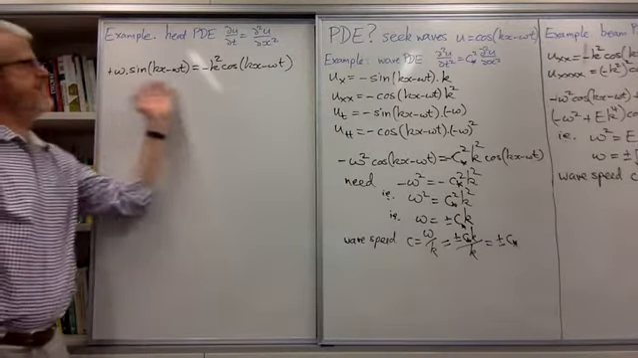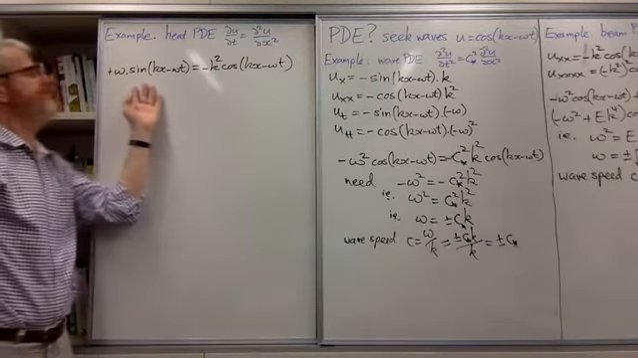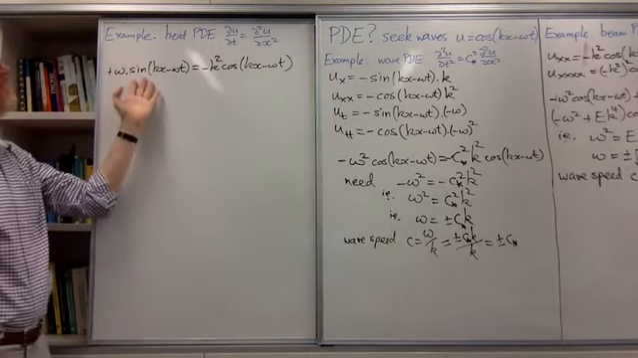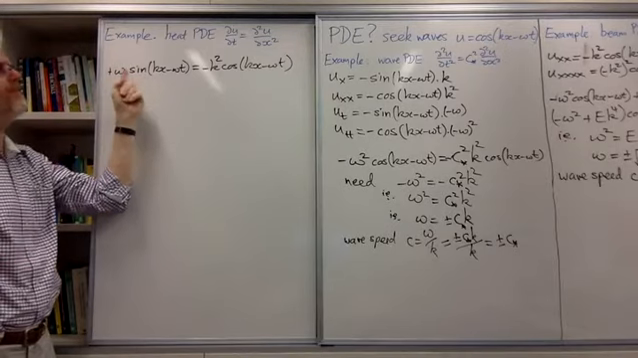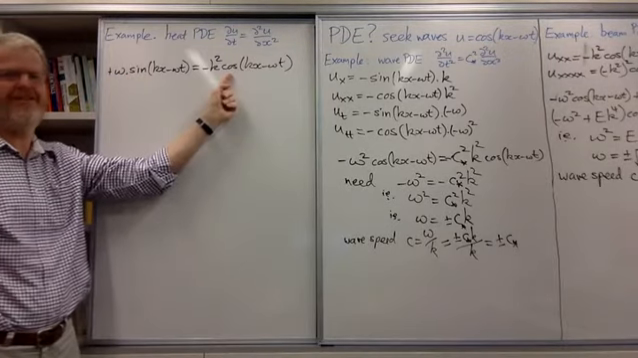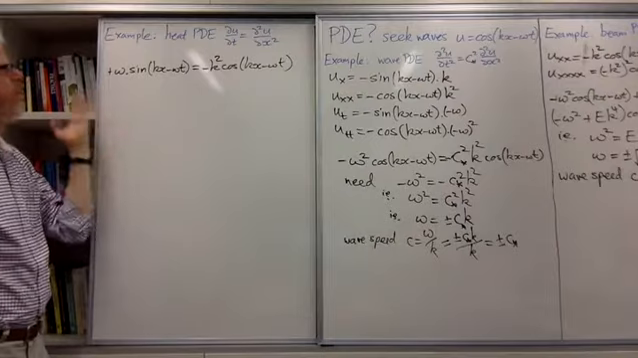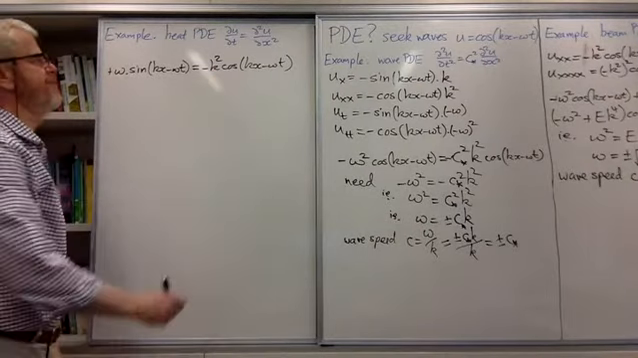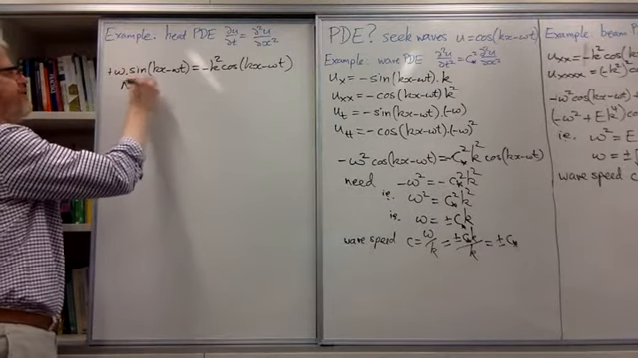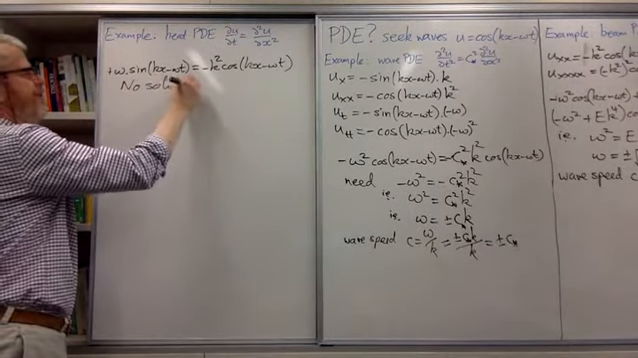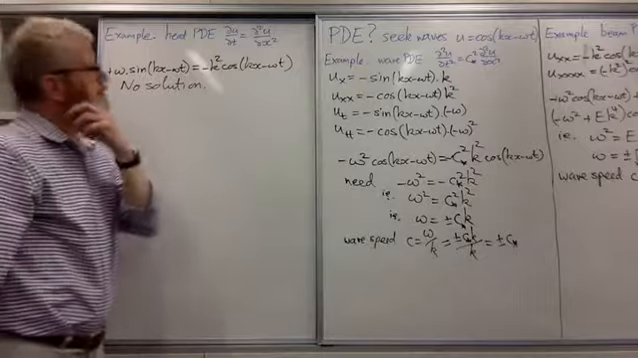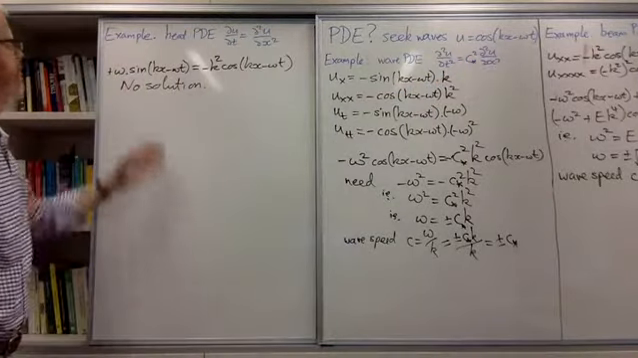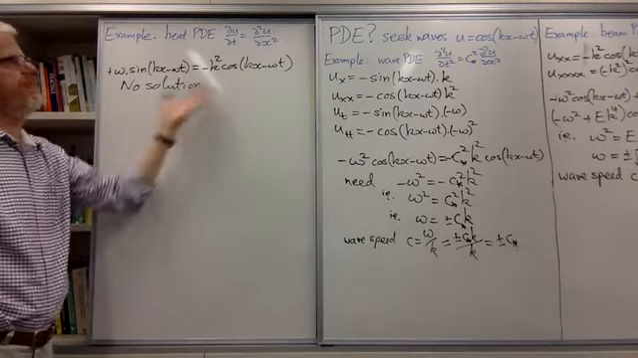And to satisfy the PDE, this has to be satisfied for all x and t. But we can't do that, right? We can't equate coefficients because this is a sine and that's a cosine. We just cannot satisfy this equation for all x and t. So there's no solution. So trying u is equal to cosine k of x minus omega t says it can't find any waves.